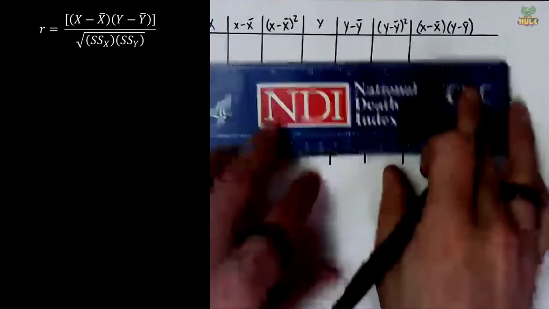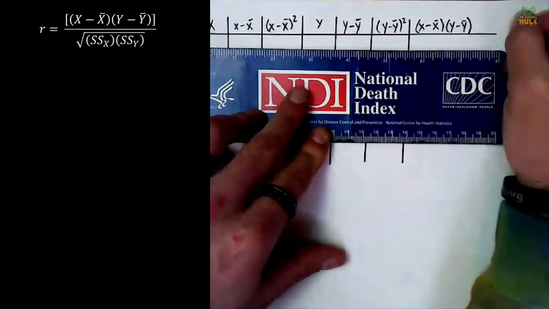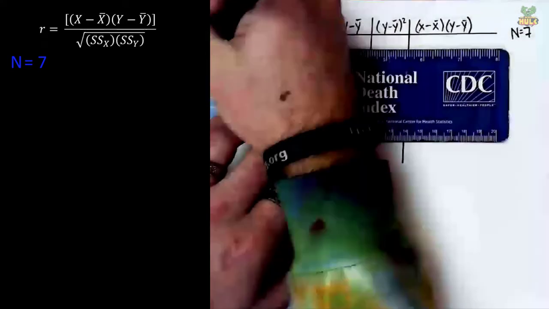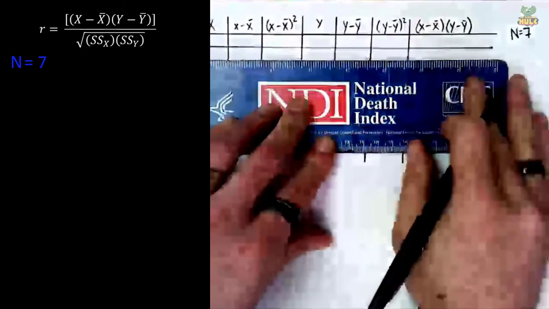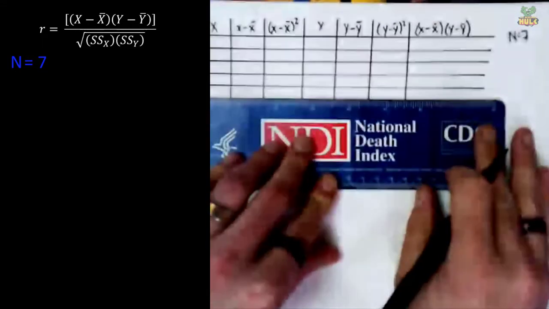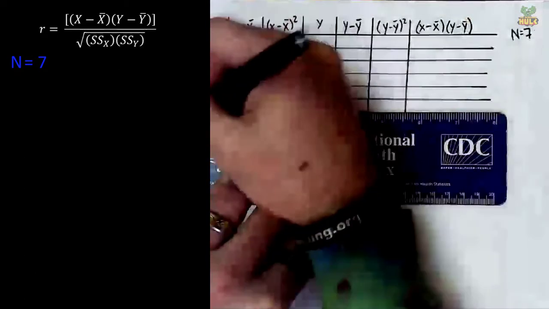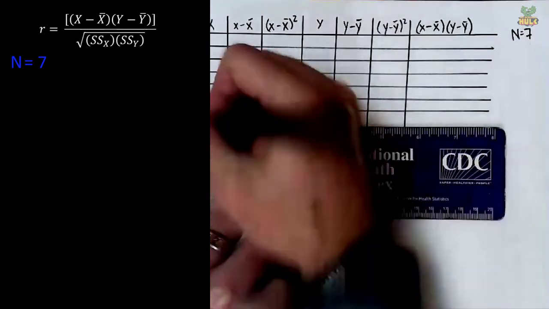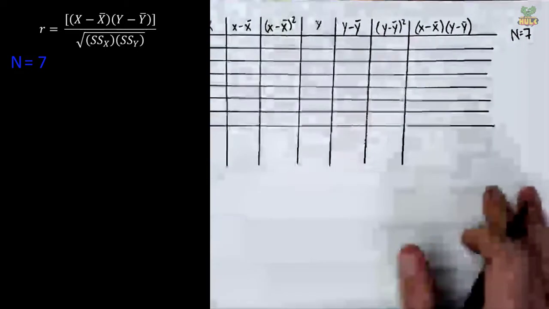Okay, there are 7 data points here, right? So n equal to 7, which means we need 7 rows. So 1, 2, 3, 4, 5, 6, and the last one, 7. We'll leave those hanging down there.